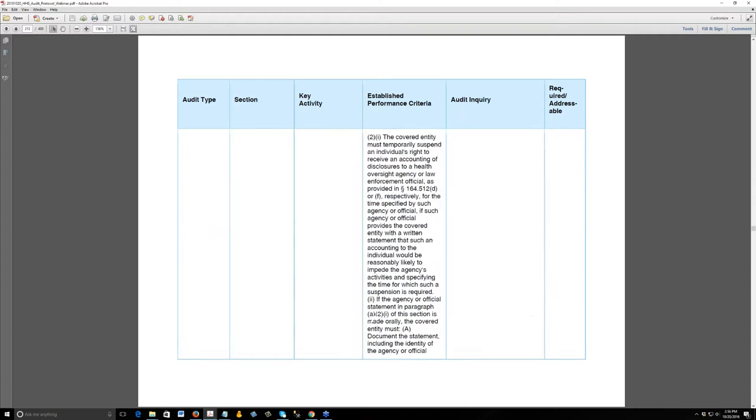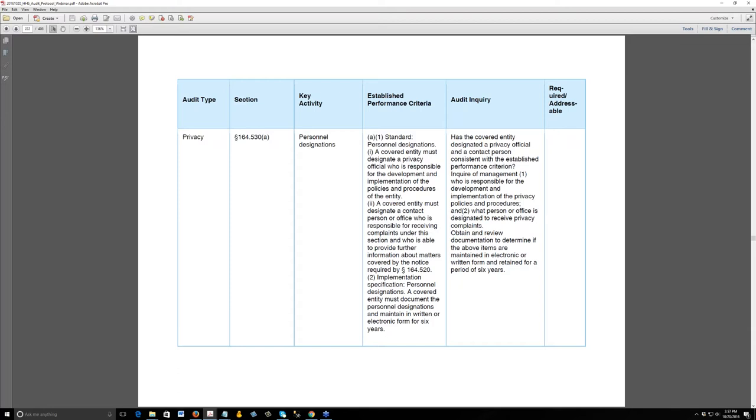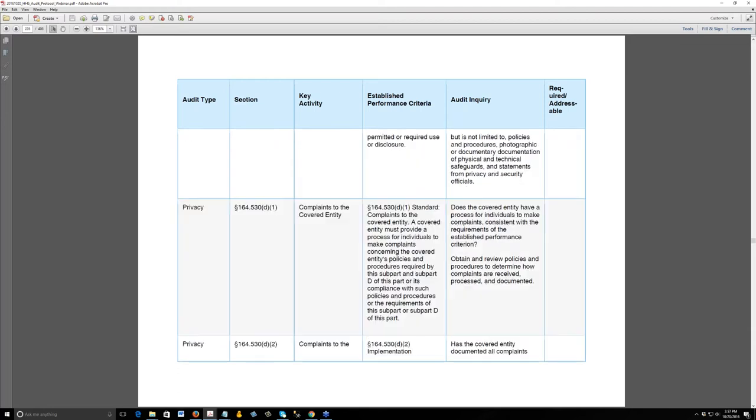I'm scrolling down to the security rule, guys, so that's why I'm trying to find the start of the security rule, because everybody wanted to talk about the security rule. Now, is there something?